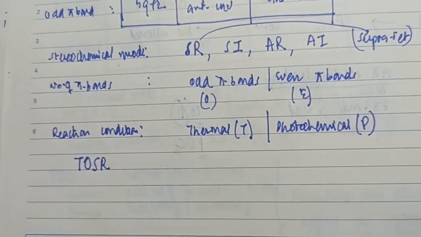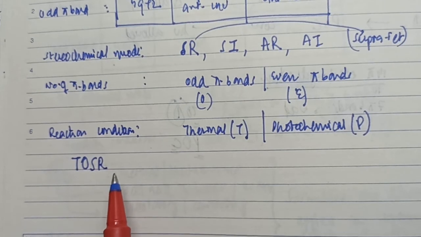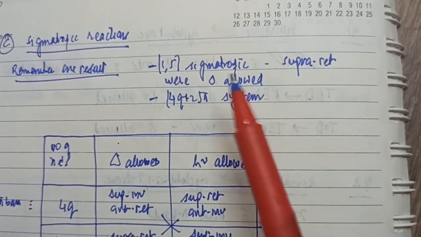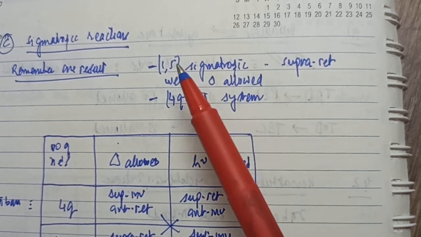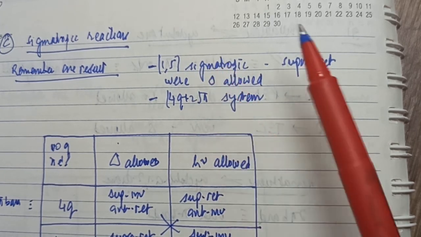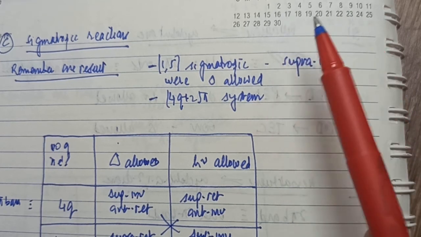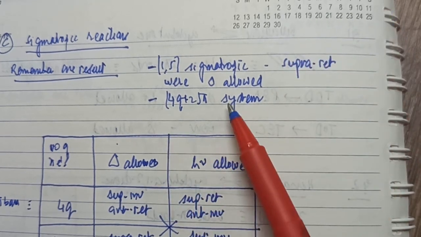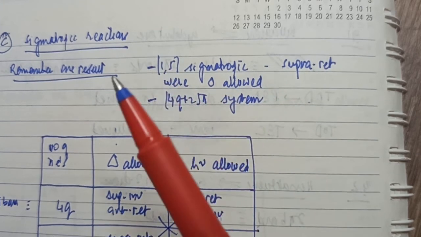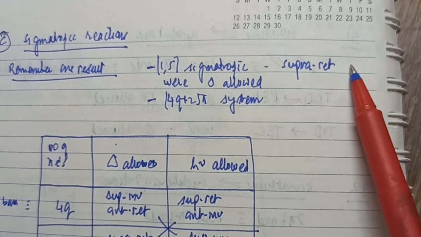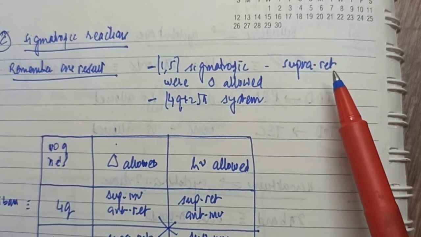So I've created a formula, thermal odd suprafacial retention, considering my result which I got in the case of the 1,5 sigmatropic shift. Again, 1,5 sigmatropic shift, 1 plus 5, 6 pi electron system, 3 pi bonds, so odd process. So O and E is odd here. This process was thermally allowed, so T and P is T here. So I've created one part of the formula, TO. The stereochemical mode was supra retention, so SR. So the formula is TOSR.